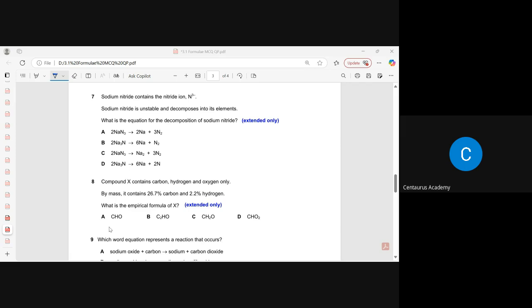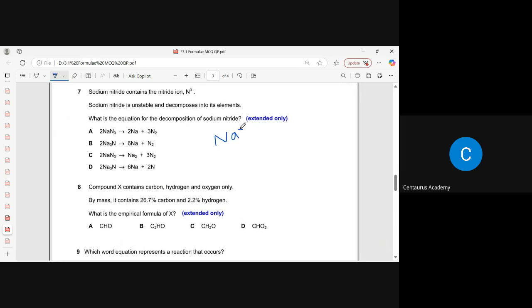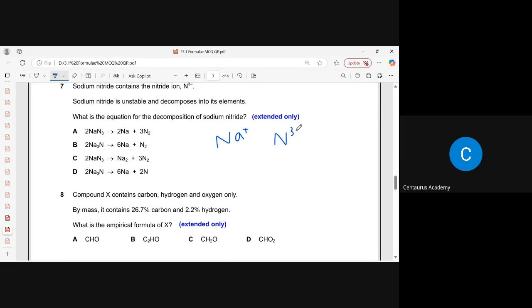Yes, good. B is the correct answer. What you're going to do here: sodium nitride contains the ion. This means that this is an ionic compound. Sodium is Na plus, nitride is N3 minus, which is given to you in the question paper. Then they say that sodium nitride is unstable, so it decomposes to form its elements.